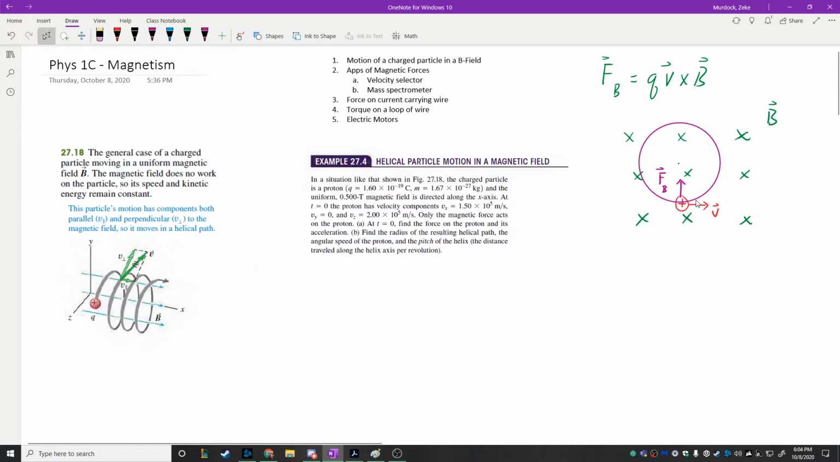And we said that we could find the radius of such a path, r, by taking basically the momentum of the particle divided by the product of the charge and the magnetic field. So that's the last thing we did last time. Did anyone have any questions about all that?